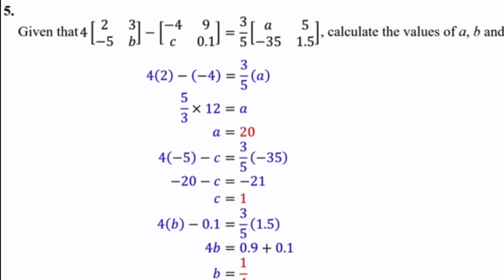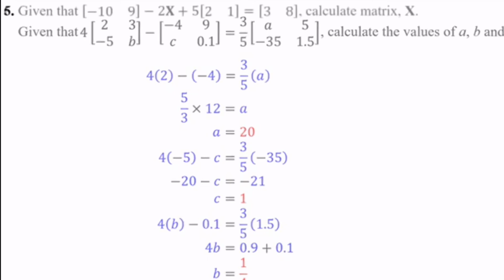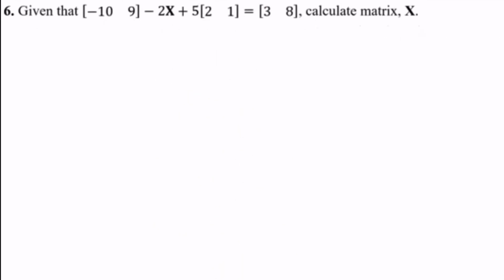So now let's discuss one more question, which is the application. So number 6, given that negative 10, 9 minus 2x plus 5 times the matrix 2, 1 is 3, 8. So we are going to solve this x. So let's see how to do it. The x is actually a matrix, so it should be the same order, right? Because if you want to add or subtract matrices, you must have the same order, right? So let's solve it now.